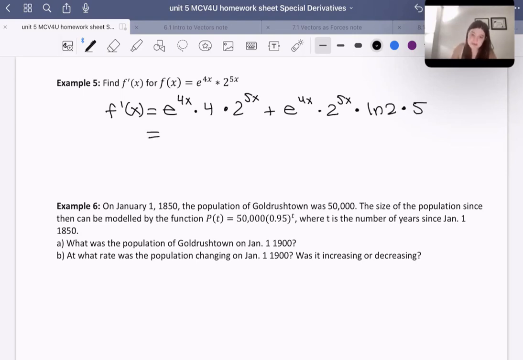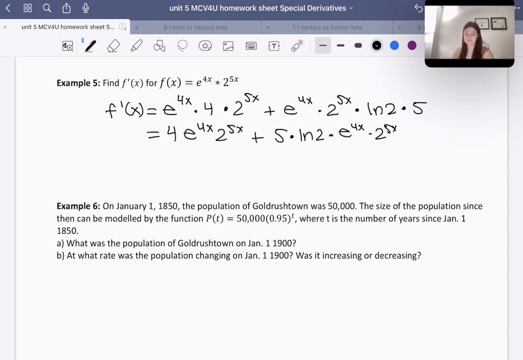And then I'm going to make this a little bit neater. Let's put the 4 here. And then let's put the 5 out in front. And there we have it. I think that's as good as we're going to get it. That's at least as much as I'm going to do. We could factor it here, but factoring wouldn't allow us to cancel or anything like that. So I'm just going to leave it as is.